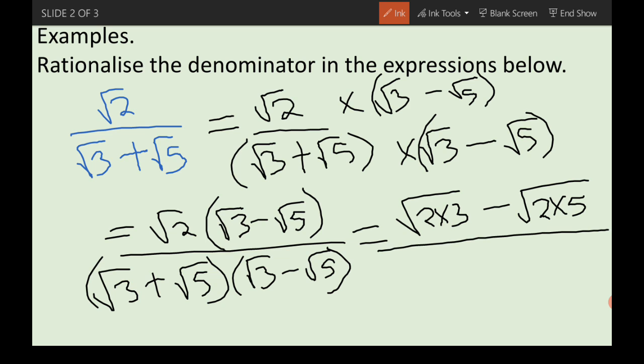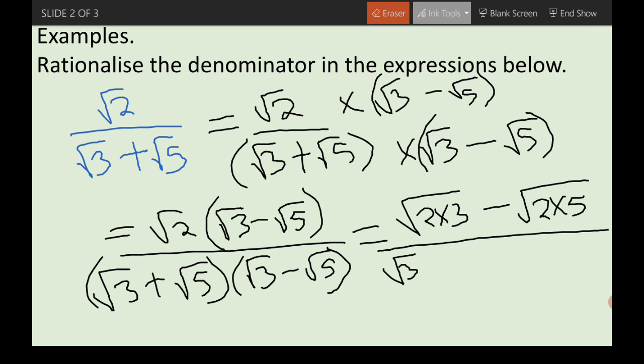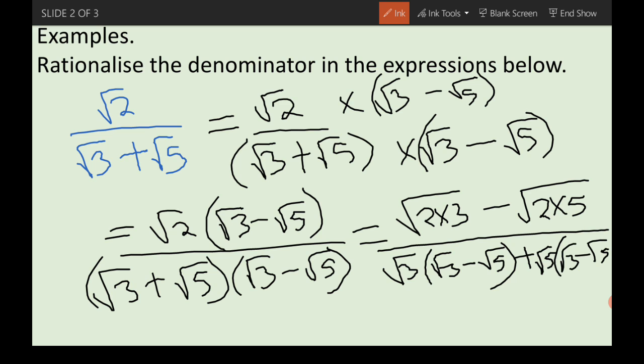Divide by, in the denominator here, I'll be having root of 3. So I'm going to multiply this root of 3 times whatever is in the other bracket. So I'll get root of 3 into brackets root of 3 minus root of 5, then plus root of 5 into brackets root of 3 minus root of 5, like that.